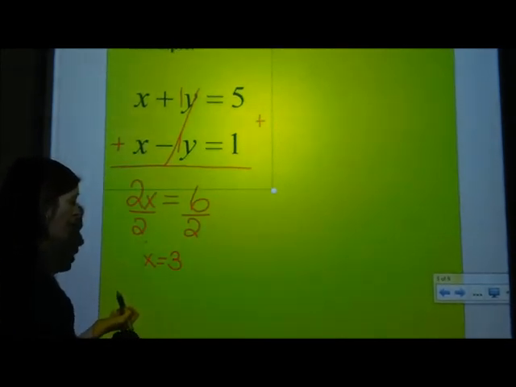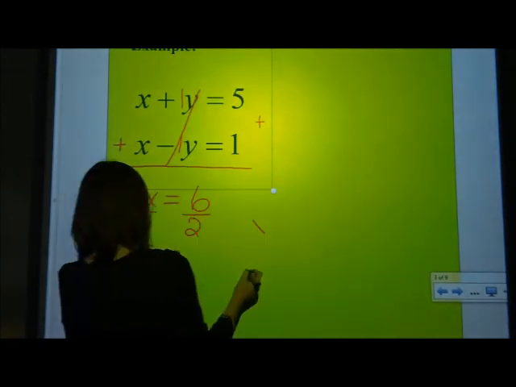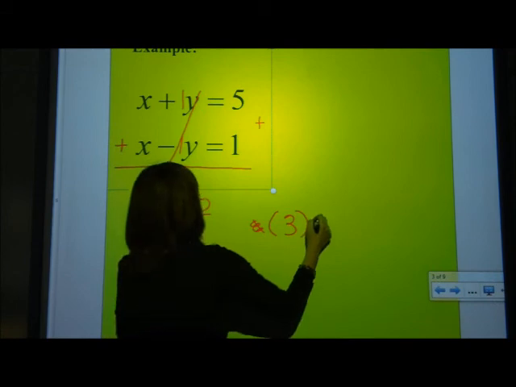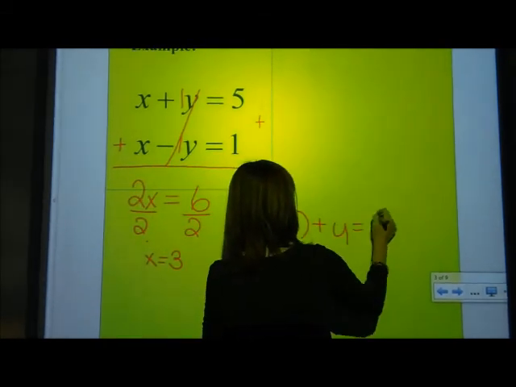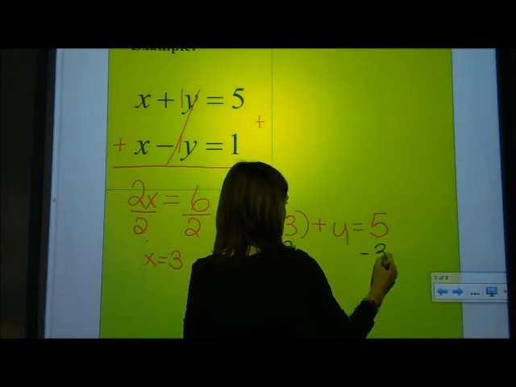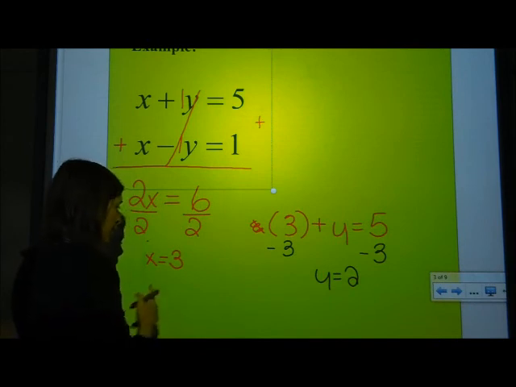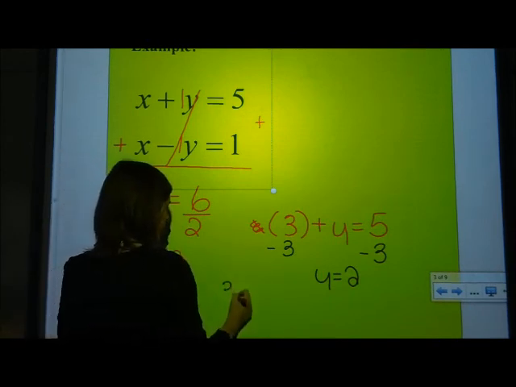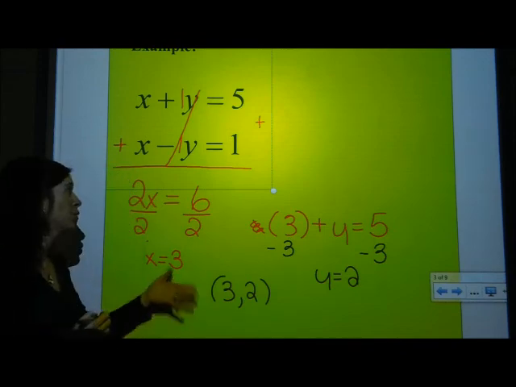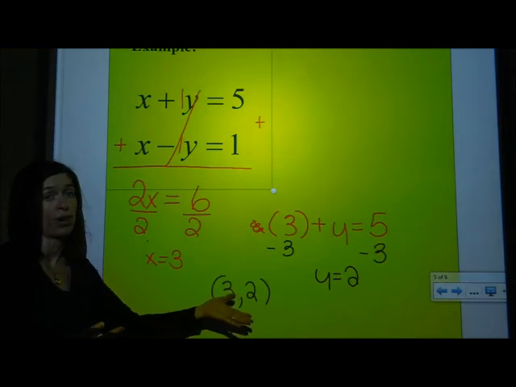How do we find y? We take our x, we plug it back into either equation. So I'm going to plug it in to the first equation. Remember, when we plug something in, put it in parentheses. Okay. Subtract 3 from both sides, and so y equals 2. Then we take our points and we put them in a coordinate. So my answer is (3, 2), and that is where these two lines intersect. They're going to intersect at the x of 3, the y of 2 on a graph.